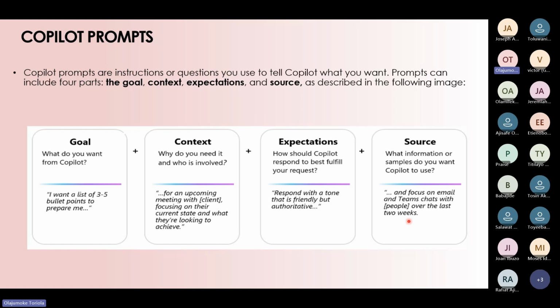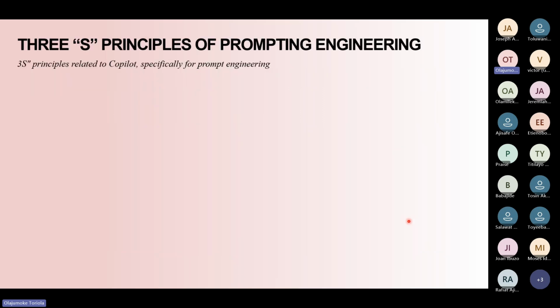Now, what you also need to understand is the 3S principle of prompt engineering. I will just touch on this briefly, because by the time we go to some of the demos, you will understand what it means. When you talk about the three principles related to Copilot, the first is that your prompt must be simple, the second is that it must be specific, and the third is that it must be short. There is no need to give too much to Copilot.